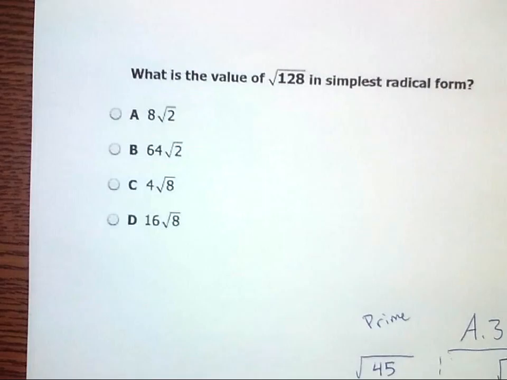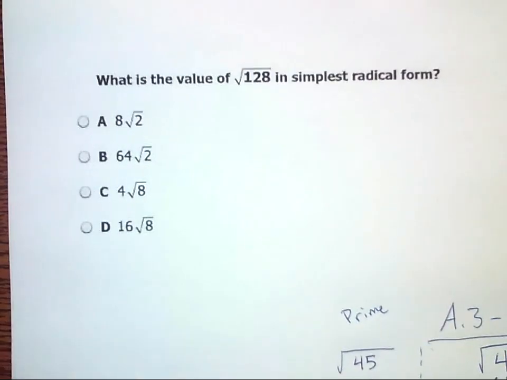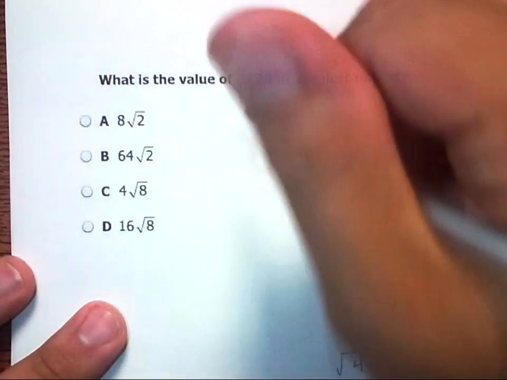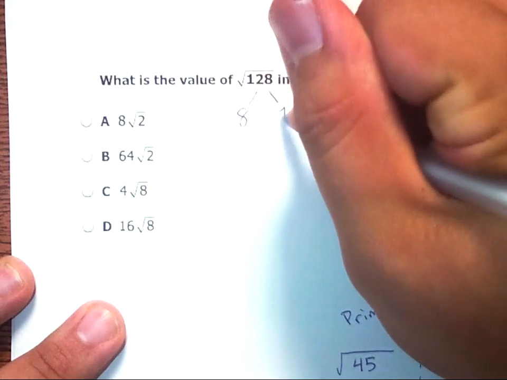Let's go ahead and take a look at an SOL problem. So, what is the value of the square root of 128 in simplest radical form? Now, I know one thing my students love to do is they always say, well, it's even, so let's divide it by 2. And that's not wrong. I mean, that works. But I'm going to pick a little bit more exciting of a factor here. I'm going to go ahead and pick 8 and 16.